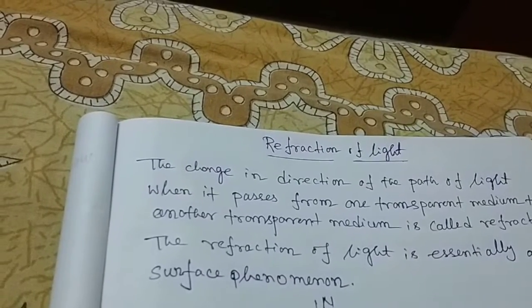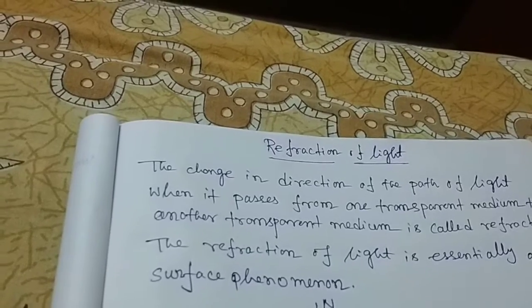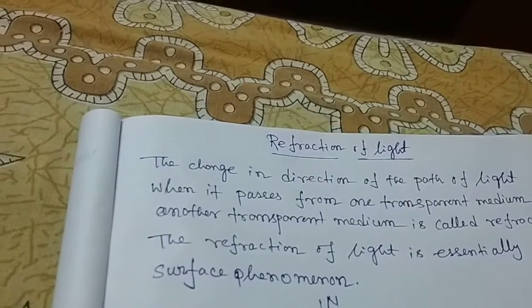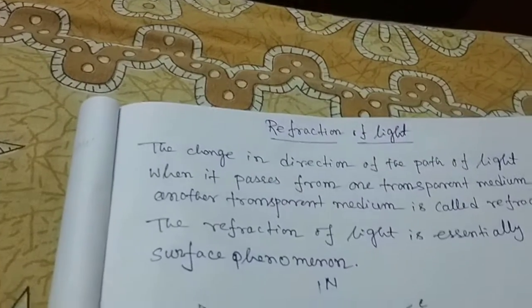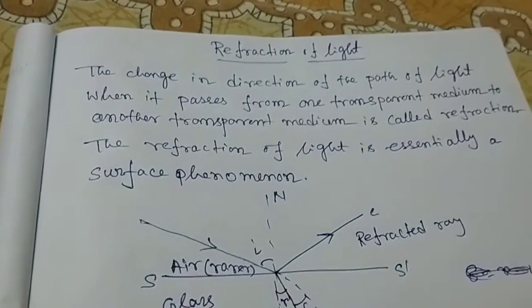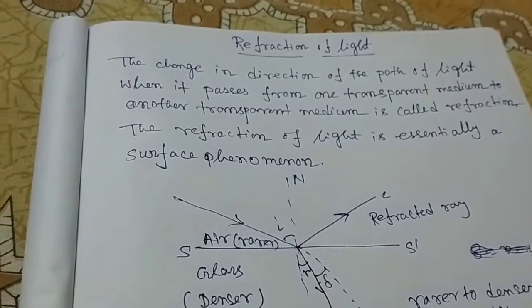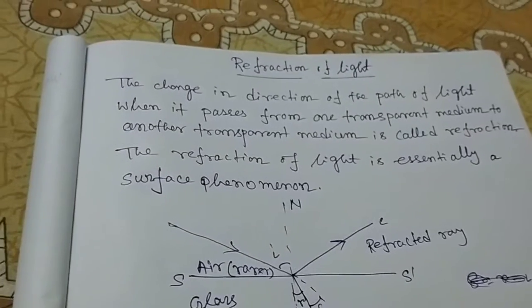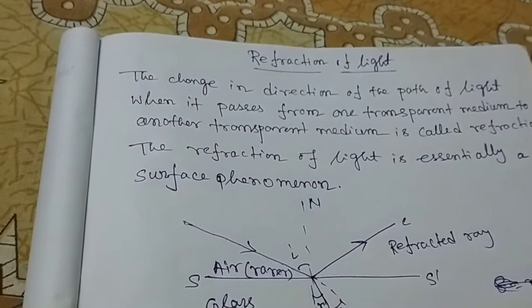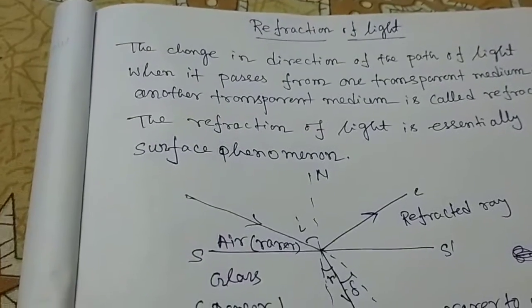2.25 cross 10 to the power 8 meter per second in water, and 2 into 10 to the power 8 meter per second in glass. The speed of light remains constant in a transparent homogeneous medium, while passing from one medium to another it changes.